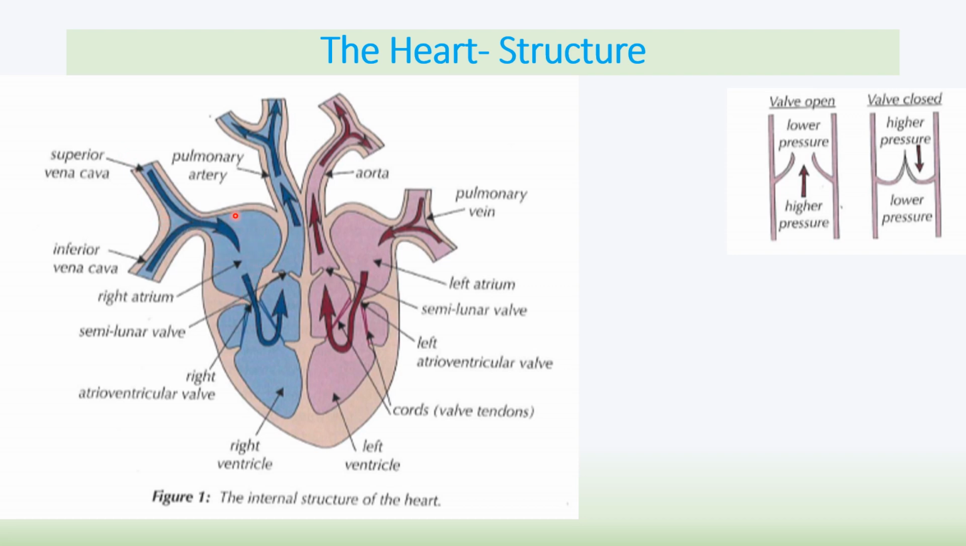The right atrium, then the blood flow goes through the atrioventricular valve into the right ventricle, and then when the ventricle contracts, it forces blood out through to the pulmonary artery, and that goes to the lungs. From the lungs, the blood comes back via the pulmonary vein, now oxygenated after the exchange at the alveoli of the lungs, and that goes into the left atrium, which then allows blood to go into the left ventricle.